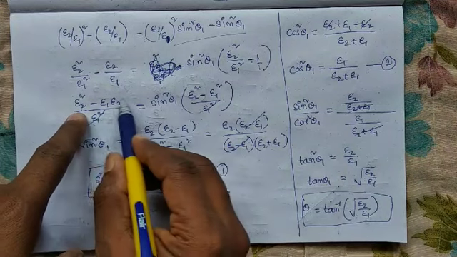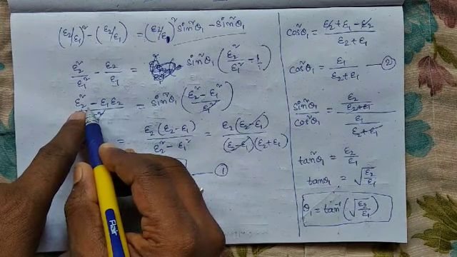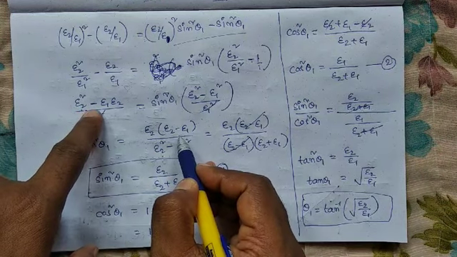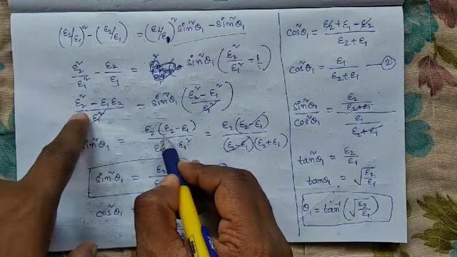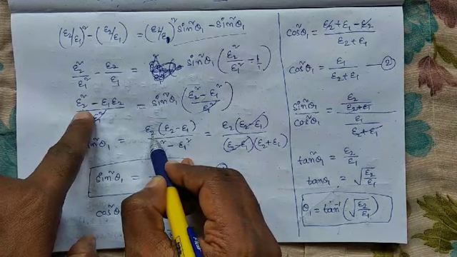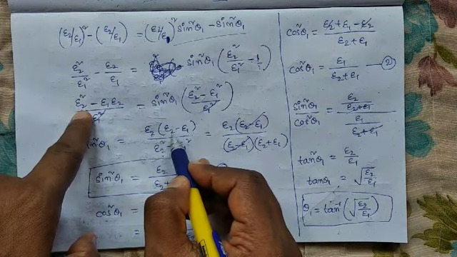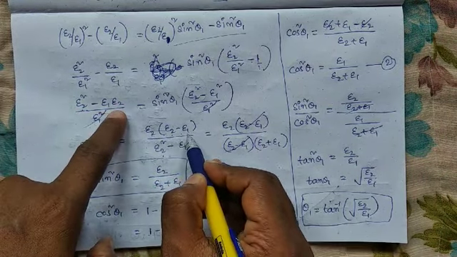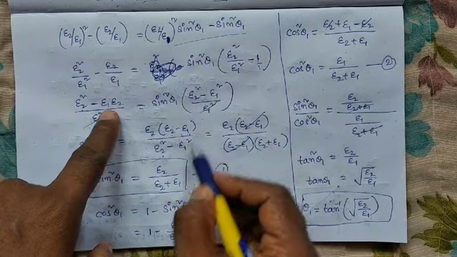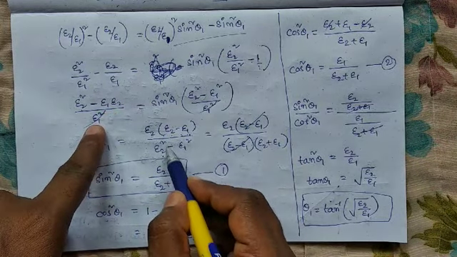In this, what is common? Epsilon 2 is common, epsilon 2 of epsilon 2 into epsilon 2, and one more term remains. Epsilon 2 square means epsilon 2 we are taking common. The remaining term is epsilon 2 minus epsilon 1. Taking this term to the other side, it is divided by epsilon 2 square minus epsilon 1 square.